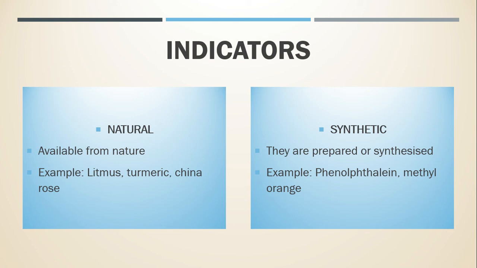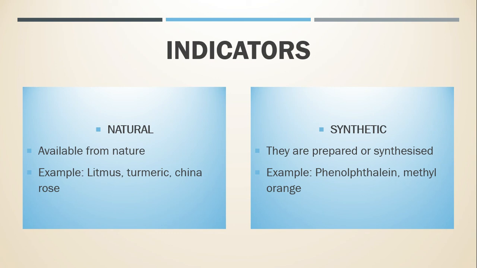Similarly, synthetic indicators are those which are manufactured or prepared in laboratories, which means they are manufactured by humans. For example, phenolphthalein and methyl orange. These are all manufactured by humans, and these are all synthetic indicators.